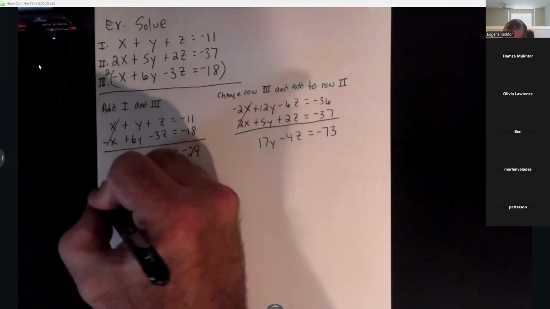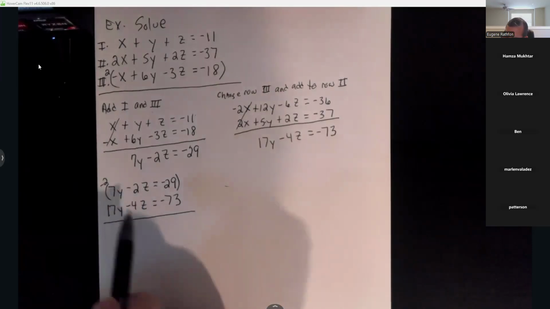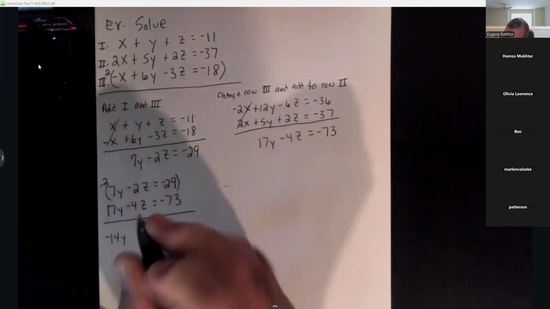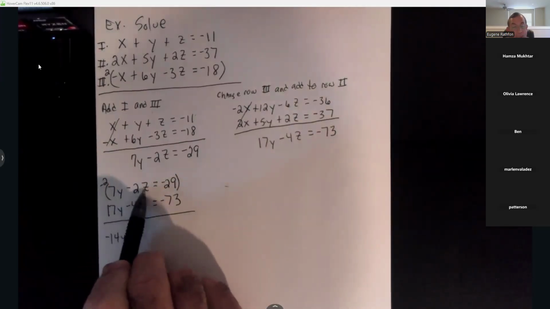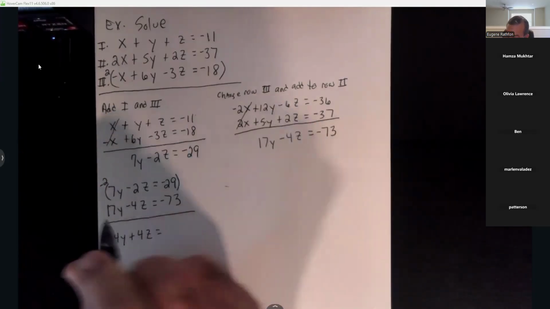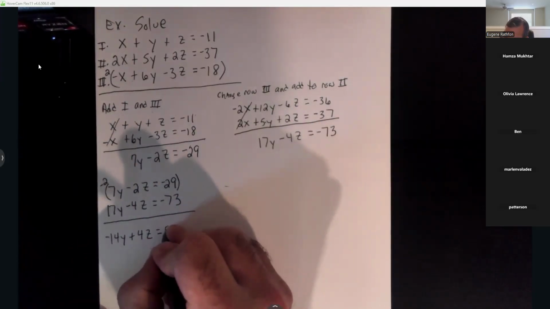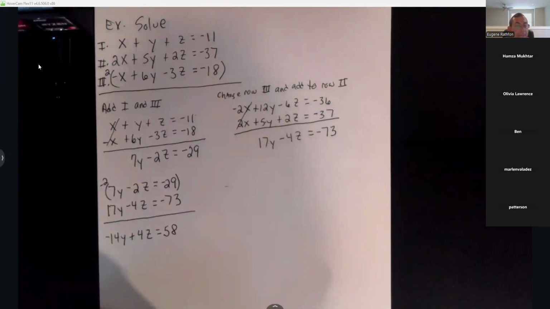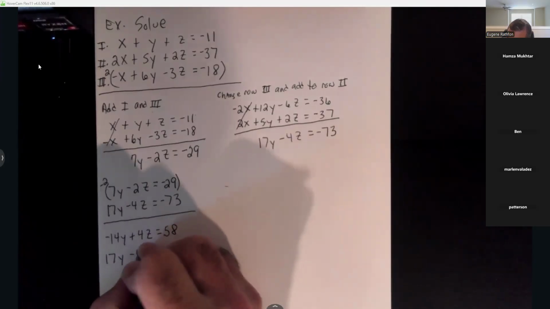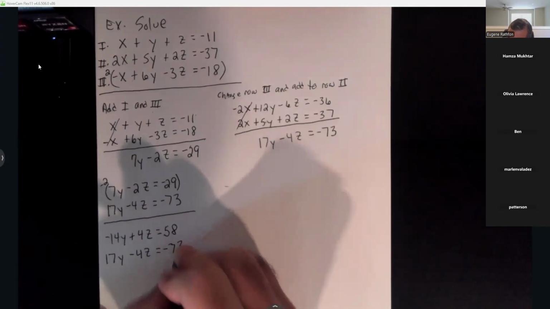All right, good job. We're going to multiply that whole row by a negative 2. So y'all, let's see what we get. Negative 2 times 7 is negative 14y. Negative 2 times negative 2 is a positive 4z. Negative 2 times negative 29 is a positive 58. All right, then we bring down our 17y minus 4z equal to negative 73.